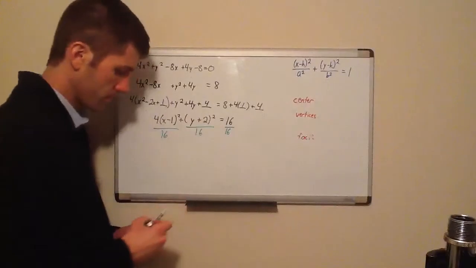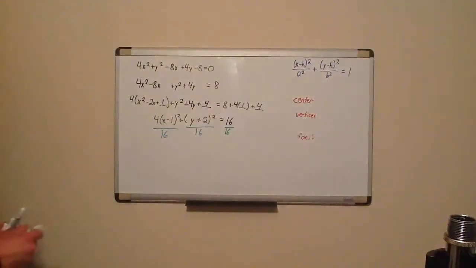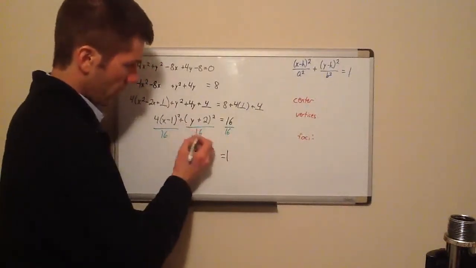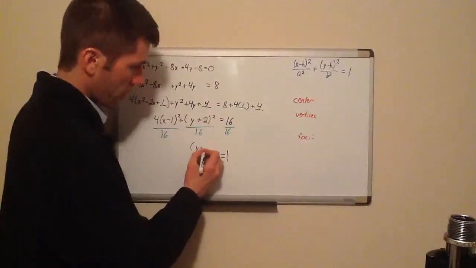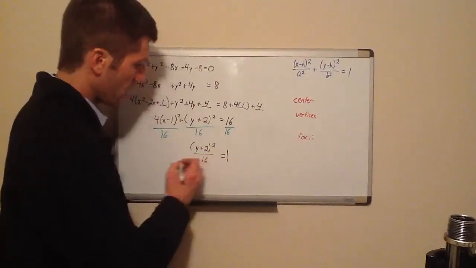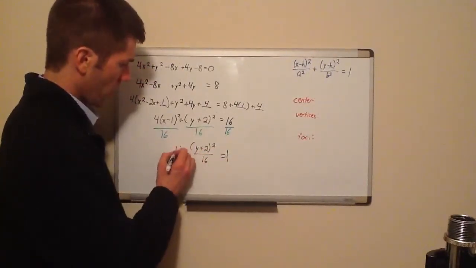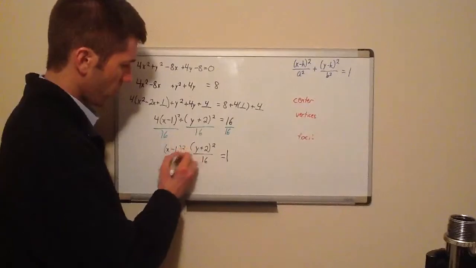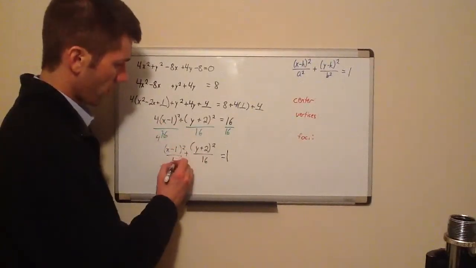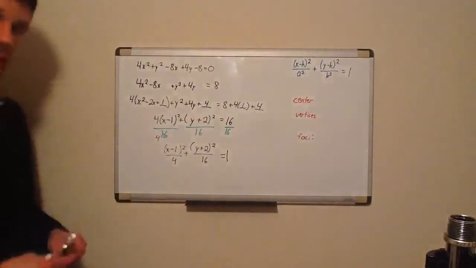There we go. There's 1 here. There's a 16 under there. Y plus 2 squared over 16. And x minus 1 is squared and is divided by, well, 4 over 16 is 4. There we go. So now we have our equation.